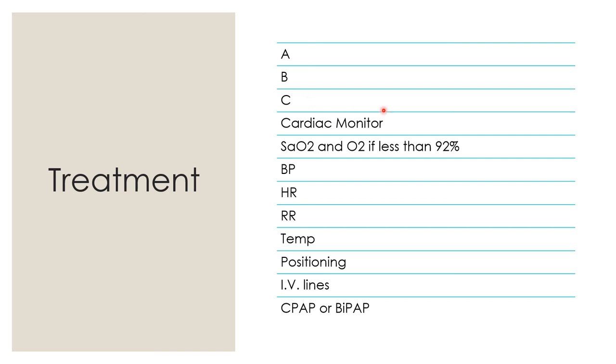Know all this. And then we hook up the cardiac monitor and O2 saturation monitor, and then we give oxygen if it's less than 92%. Monitor the blood pressure, heart rate, respiratory rate, the temperature, and positioning. Now, you have to sit the patient up at an angle of 45 degrees. Then IV lines, not rushing the fluid, no, because we need to give intravenous medications, and then keep the vein open or give maintenance. Consider CPAP or BiPAP for dyspnea.